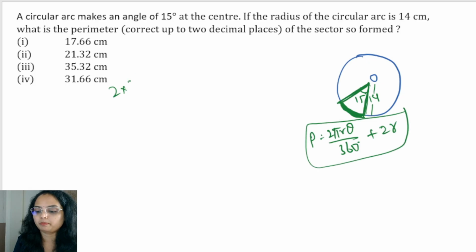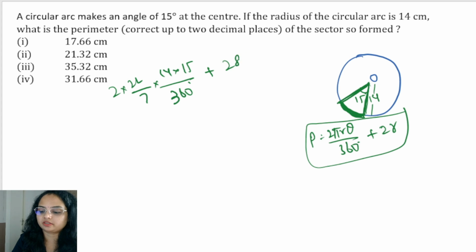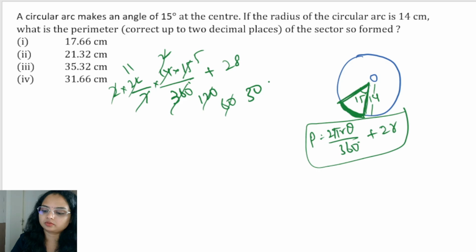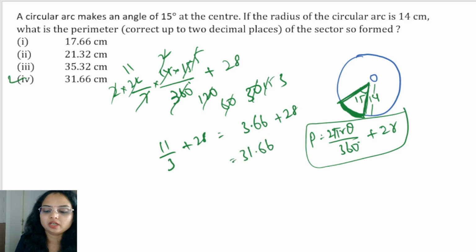It is 2 pi is 22 by 7. Radius is 14. Theta is 15, divided by 360, plus 2 into 14, it is 28. 7 into 2, and again 3 into 5, 3 into 120, 2 into 15. It is 11 by 3 plus 28. 11 by 3 is 3.66 plus 28. It is 31.66. Fourth option.